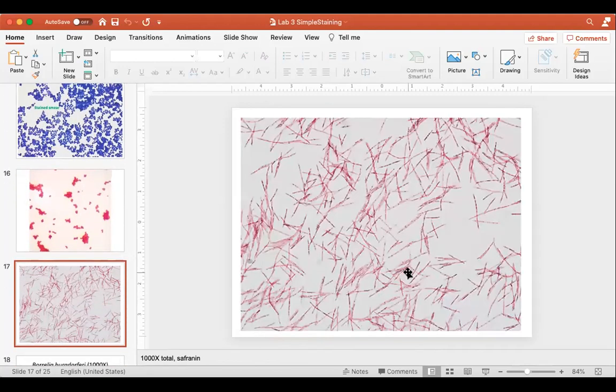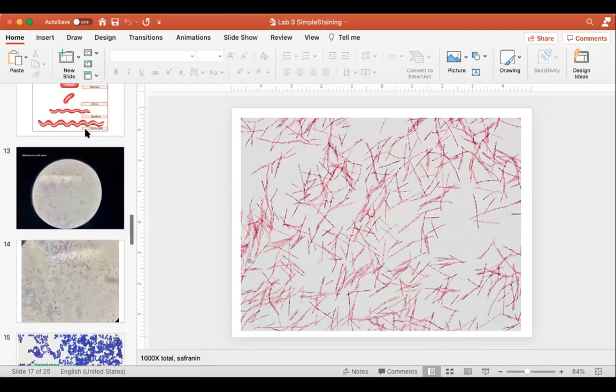Here's another one. This was also stained with Safranin. Obviously, these cells look very different. We're under the oil immersion lens again here, so we're at a total of 1000x magnification. These are rod-shaped cells, and these cells like to form chains. These are very, very small rods.